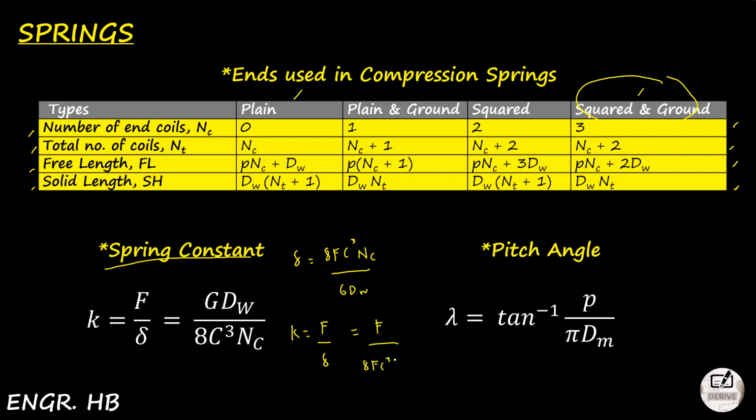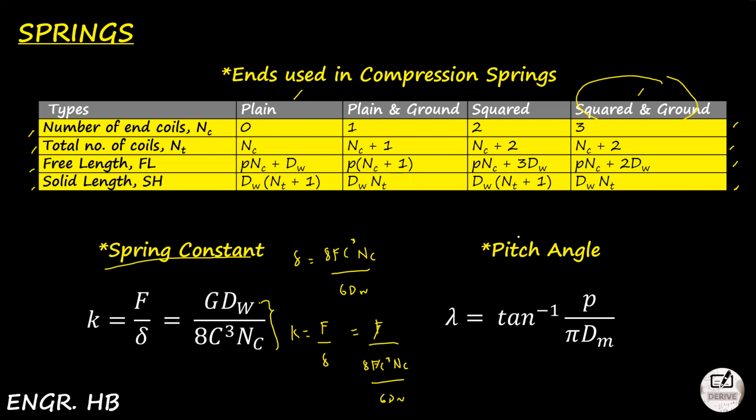So 8FC cube NC over GDW. So cancel si F, so aangat si GDW at ang matitira is 8C cube NC sa ilalim. Just my 2 cents or tip for you, not to memorize this one. Just memorize this deformation at makukuha mo na yung spring constant.